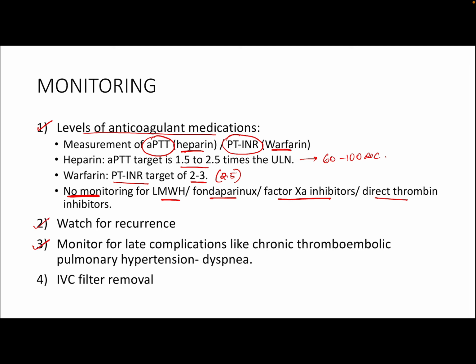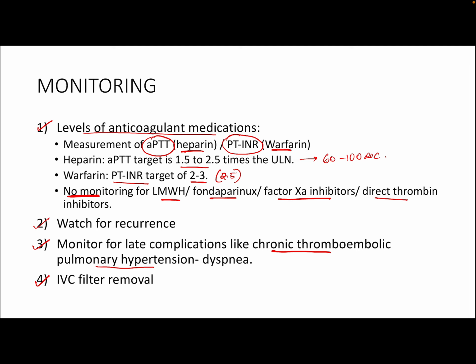Then you have to monitor for certain late complications like chronic thromboembolic pulmonary hypertension, and those patients will present with dyspnea. And the fourth is the IVC filter removal, because the IVC filter was placed in those people who had contraindications to anticoagulation. And if that contraindication resolves, the IVC filter has to be removed and the patient has to be transitioned to oral anticoagulants, because oral anticoagulants is what has been studied to have efficacy.